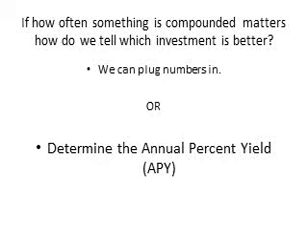If how often we compound interest matters, along with the rate and the length of time required for an investment to mature, how do we easily compare each of the investments to figure out which one's better? The long way is plugging in the numbers, or we have another measurement called annual percent yield.